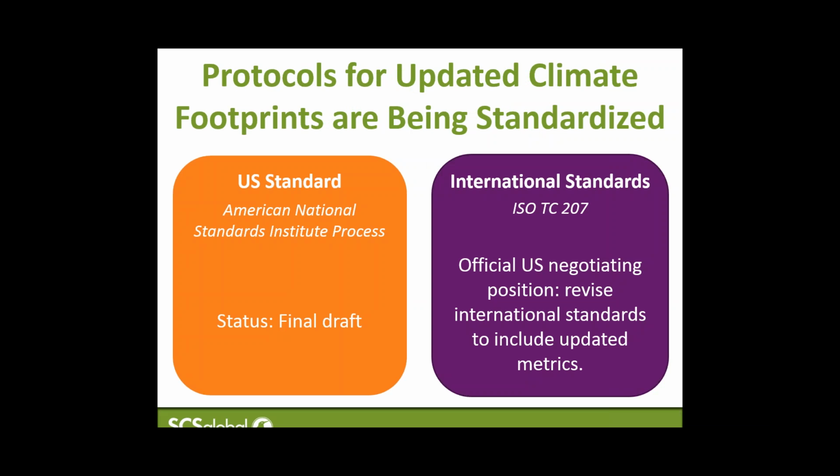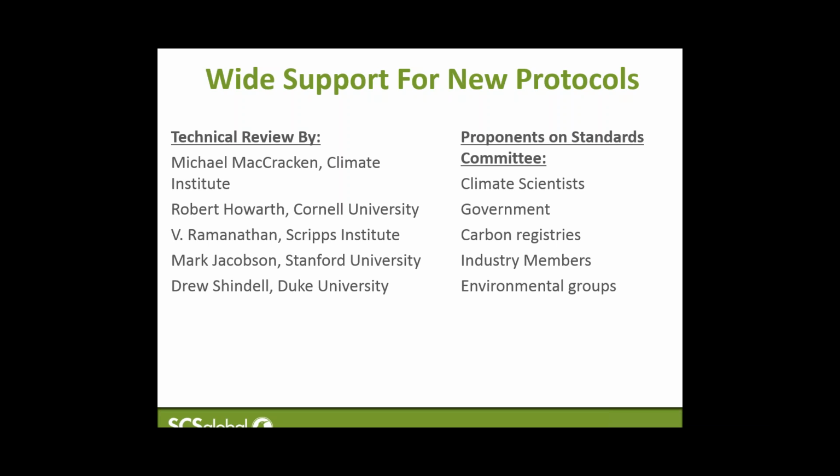And in fact, there's protocols for the updated climate footprints being standardized in the US under the ANSI process and internationally. In fact, the official negotiating position of the US delegation, so this is another treaty negotiation, the ISO standards, the official position of the United States is that international standards should be revised to include climate footprints based on the latest science. And there's wide support that develops the greenhouse gas emissions standards at ISO. So quite far along in the standards process with wide multi-stakeholder support. Wide support for new protocols.